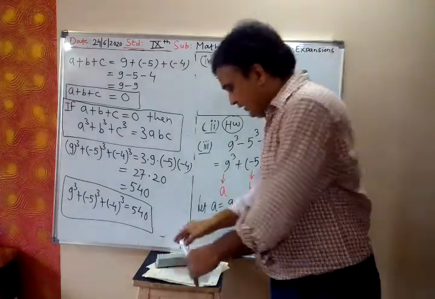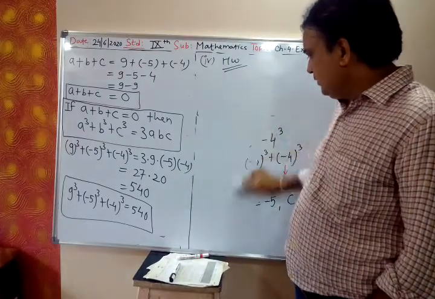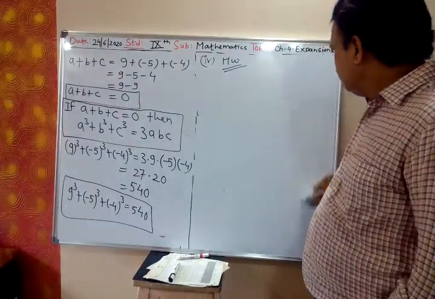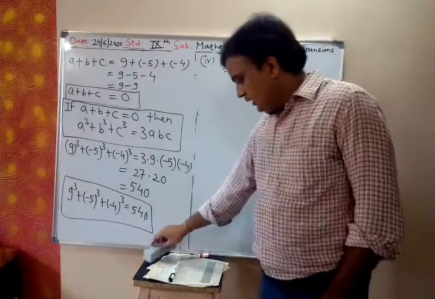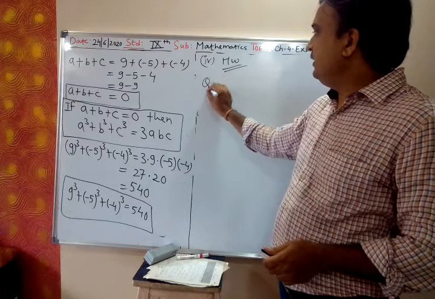Now let us solve 9. 9, 10, they are important from the board point of view. So let us solve question number 9.